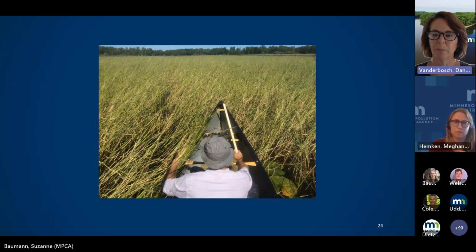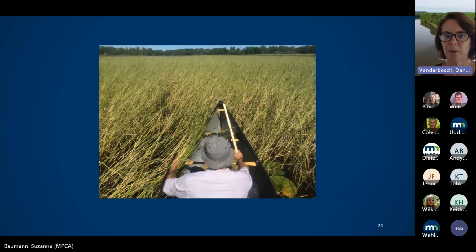We also might want to just point out that the site-specific standard framework is on our wild rice webpage. And if you haven't read the whole framework, that might provide you with some more details too. So that would be a good place to go.